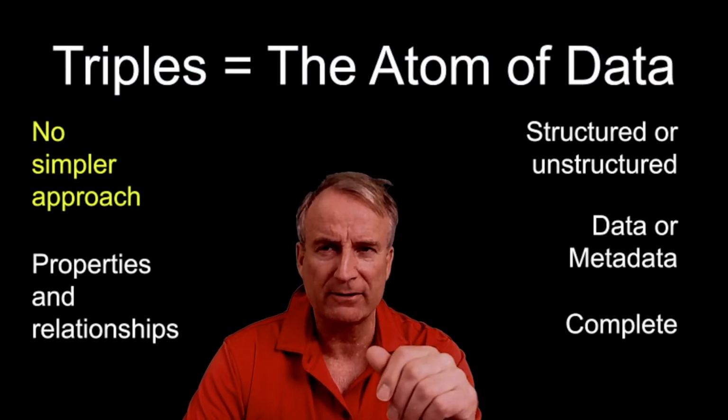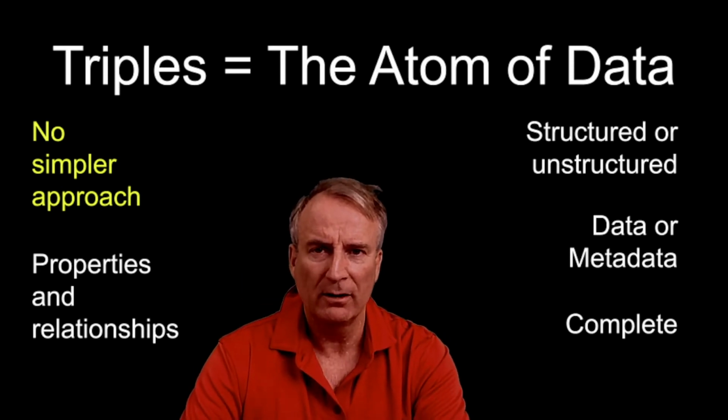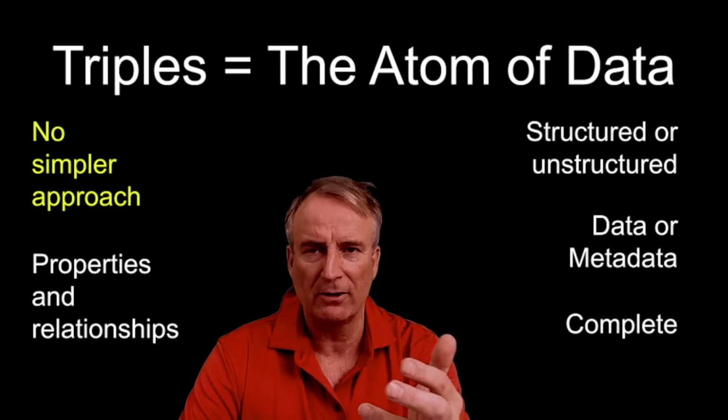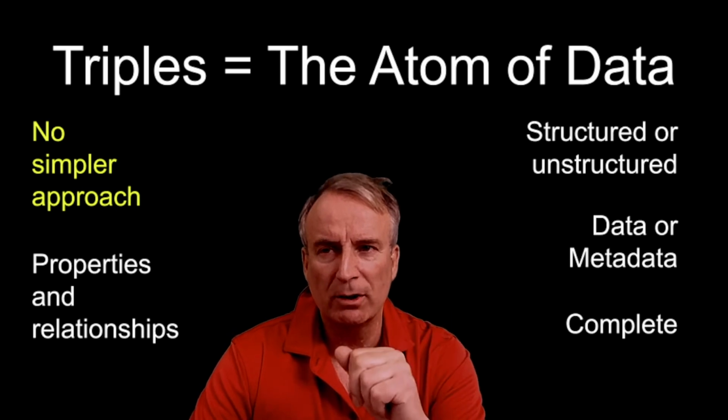We can't do pairs. We can't do Mary, John has dog. We don't know if Mary has the dog or John has the dog, or they both have a dog, or they both have the same dog. It doesn't work. We need the triple.